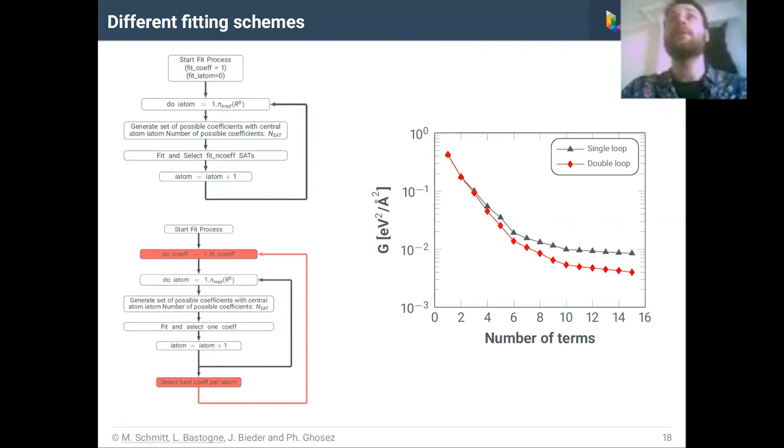Okay. Finally, we're also looking at different ways to steer our algorithm. So basically, in the first place, we just went from atom to atom and selected a few terms per atom. That's just a single loop that you see here. And then we found that if you do a double loop and say, okay, for each step, go to all atoms, fit the best, and then from those fits, we select the best one. So with the double loop, we converge faster. And we are still studying how to steer the optimization of the step forward algorithm.